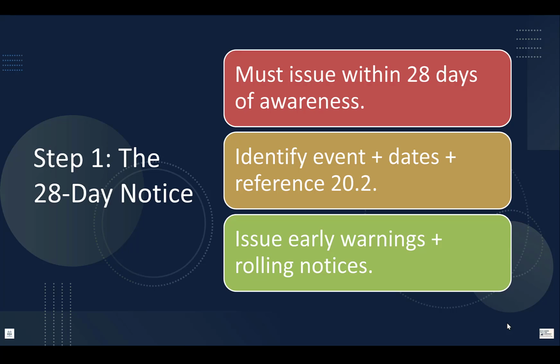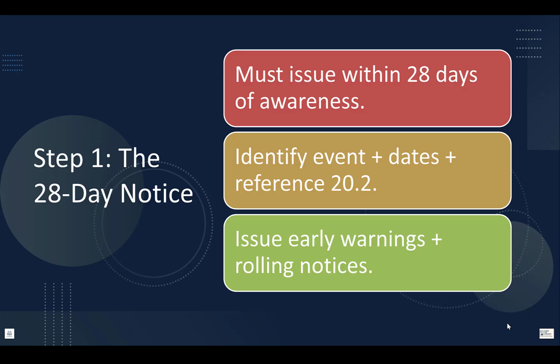It must reference clause 20.2, or best practice is to expressly label it as a notice of a claim under subclause 20.2 and identify the event, dates, and likely effects. It must identify the event and dates. This preserves entitlement, even if details aren't known yet.